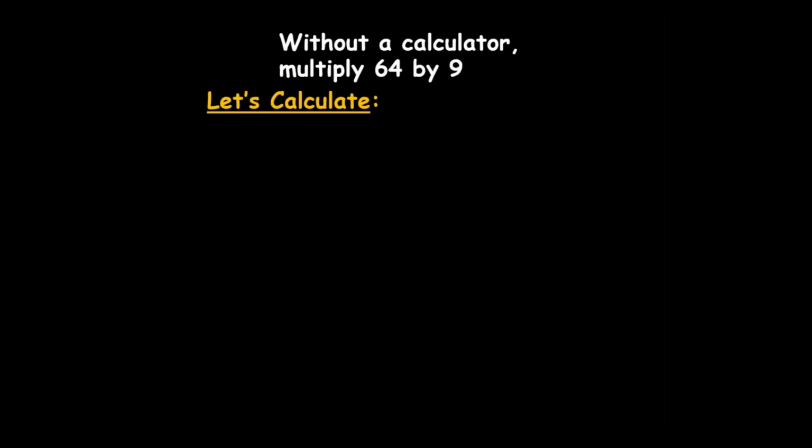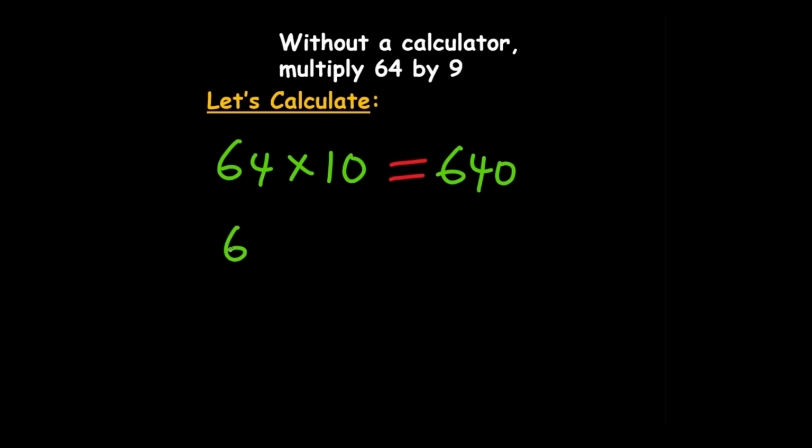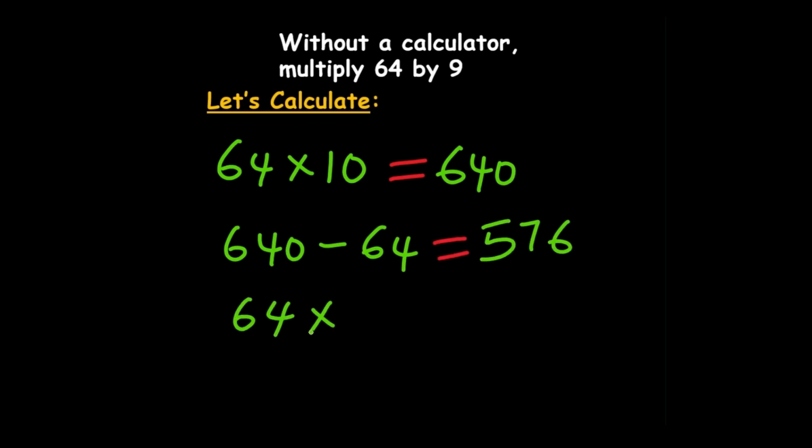Let's learn how to multiply 64 by 9 without using a calculator. First, it's easier to multiply by 10 first. 64 times 10 is equal to 640. Now, since 9 is 1 less than 10, we subtract one group of 64. 640 minus 64 is equal to 576. 64 times 9 is equal to 576. Quick mental math made easy.